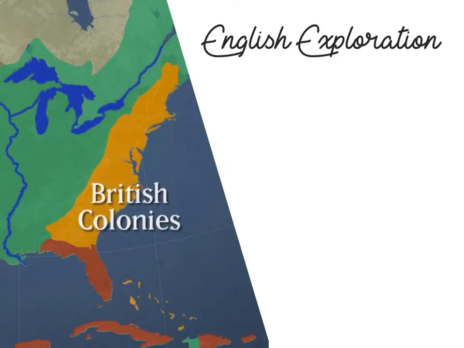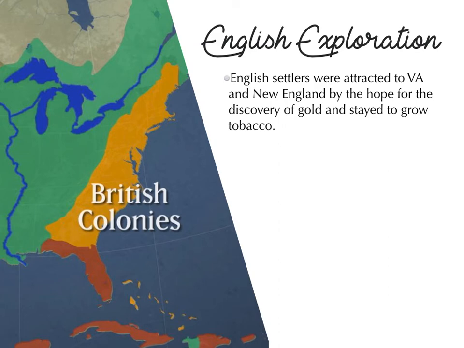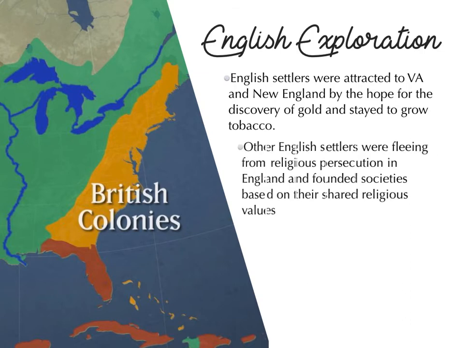English exploration. So the English settlers were attracted to Virginia and New England by the hope for the discovery of gold and stayed to grow tobacco. So the English too were looking for gold at first, but once they got there and kind of starved a little bit, which we'll get into when we talk about the 13 colonies, they learned how to grow tobacco, and that became a hot cash crop for England.